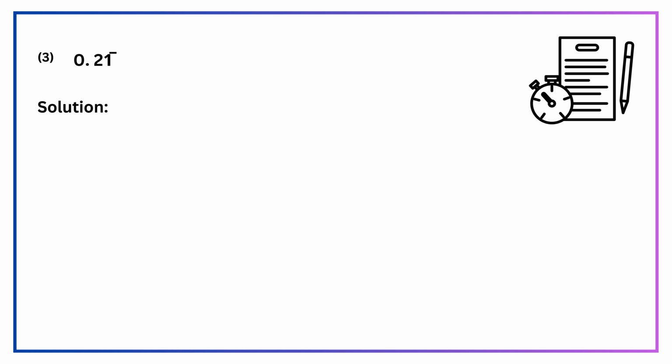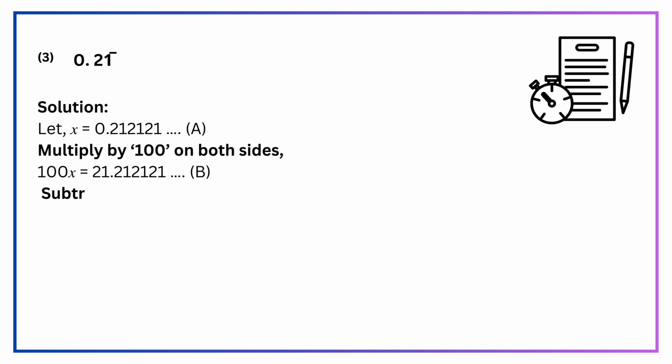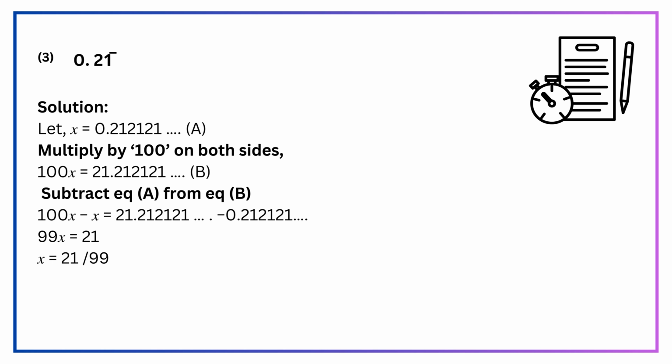0.21 bar. Assume it equals x, multiply both sides by 100, then subtract both the equations and we got the answer.